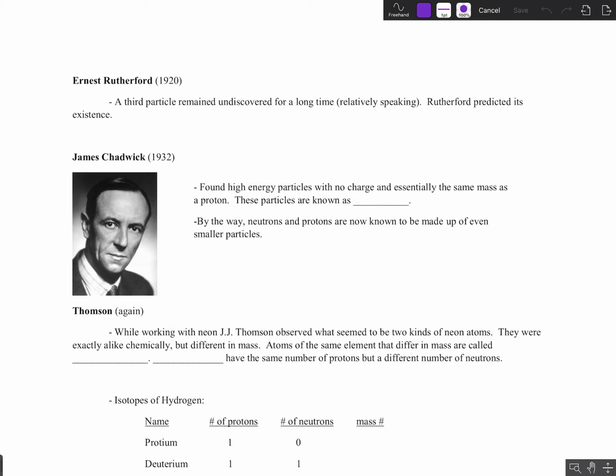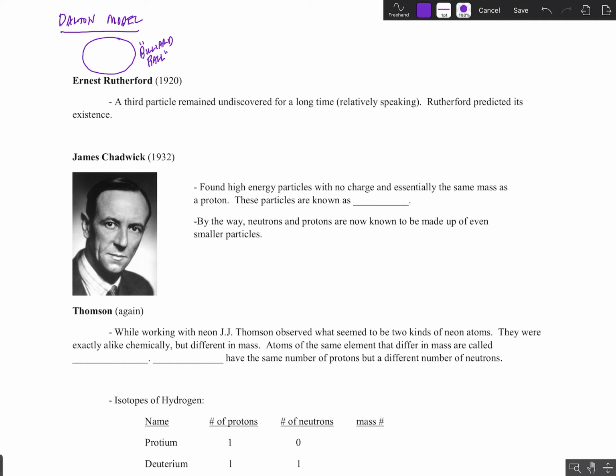Today we're going to continue our discussion of the atomic theory. As you recall, we have three models of the atom right now. We have the Dalton model, and Dalton thought that the atom was the smallest particle in nature. You couldn't get any smaller than that. There were no subatomic particles. This became known as the billiard ball model.